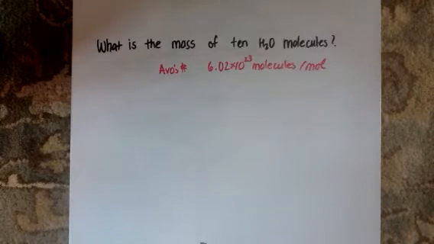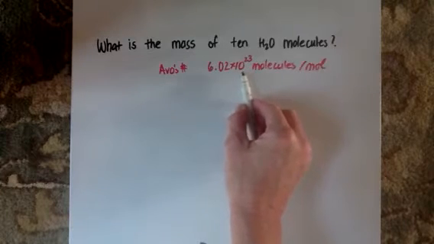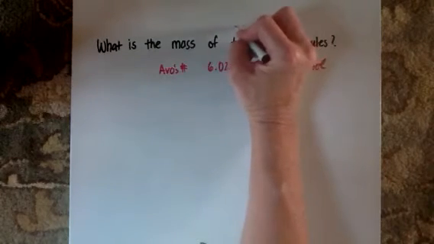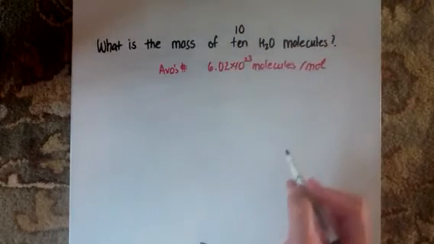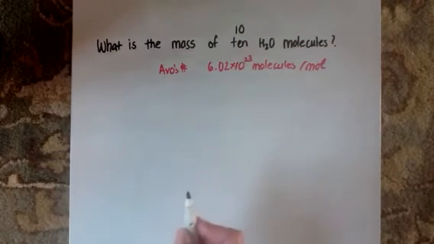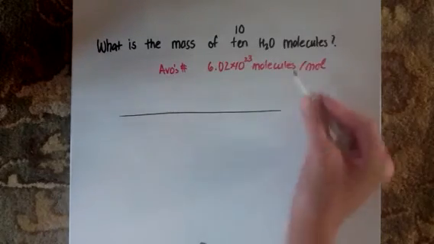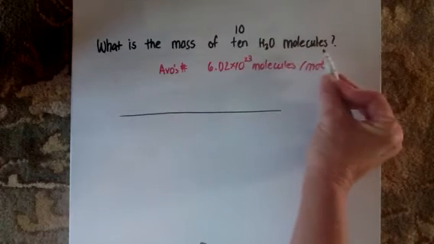I have two numbers given. Maybe you only see one right off. I have this one, but there's also a number given in my statement, and it's ten. Ten molecules. Of those two numbers, which one would I start with? I want to start with the number that has just one unit, and that is going to be the ten water molecules.